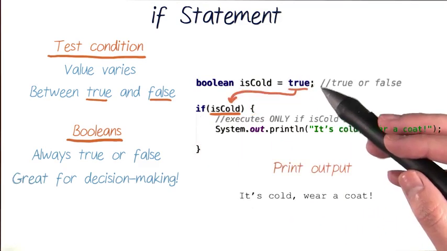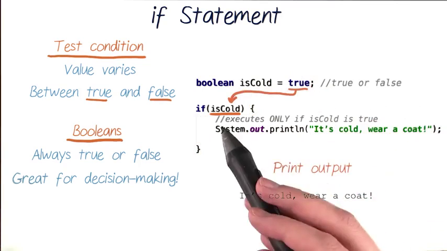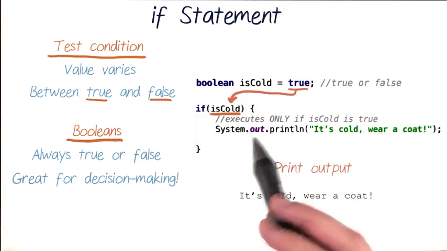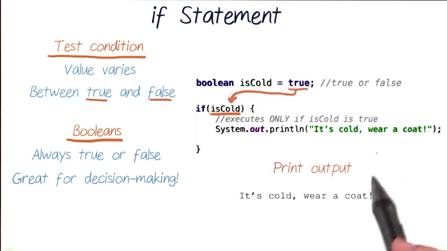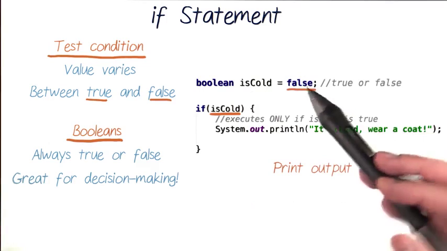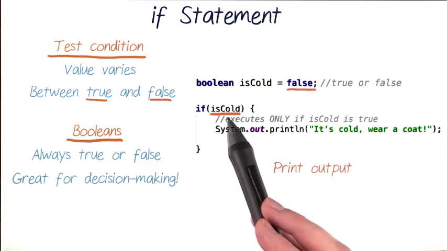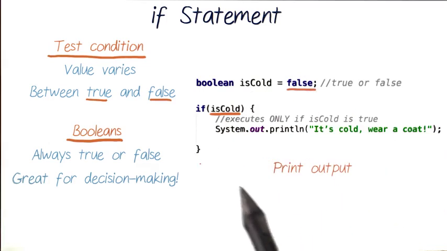So let's say the value of isCold is true. Then our test condition will be true, and we'll enter our if statement block of code. And then our print output will be, it's cold, wear a coat. But if isCold is false, our test condition won't be true, and we'll skip over this block of code. And nothing will be printed out.